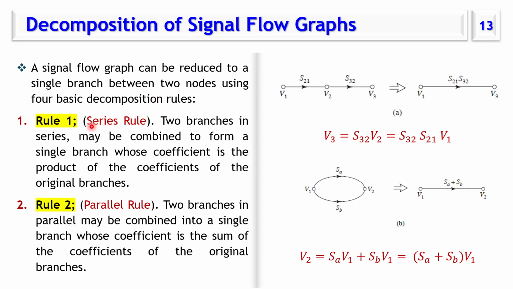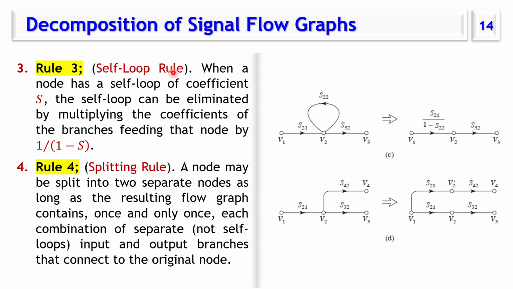There are a number of rules for simplification or decomposition of the signal flow graph. Number one is the series rule. When we have two branches in series, we can just combine them, and the value on the branch will equal the multiplication of the values of the cascaded branches. When we have parallel branches, we can combine them into a single branch where the value on the single branch equals the sum of the two branches. Of course, you can write it mathematically like this, or you can do it graphically like that.